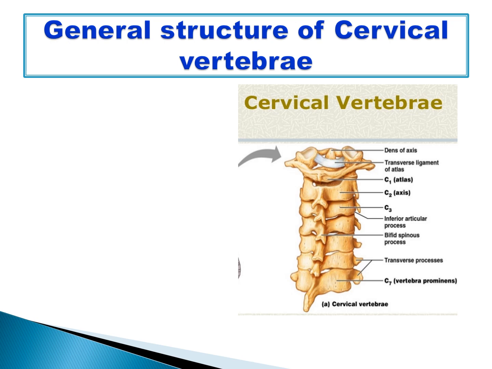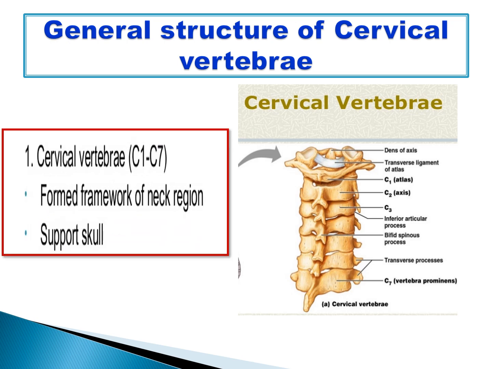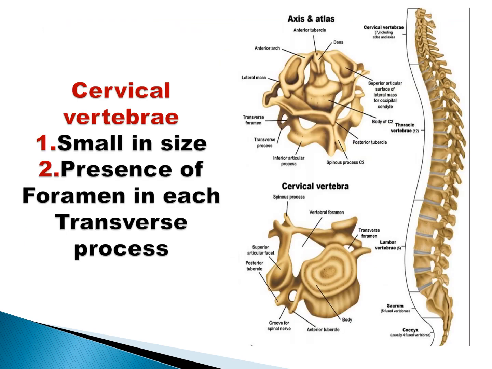General structure of a cervical vertebra. There are 7 cervical vertebrae, which form the neck region and support the skull. Cervical vertebrae are small in size, and the most important feature of a cervical vertebra is the foramen in the transverse process.